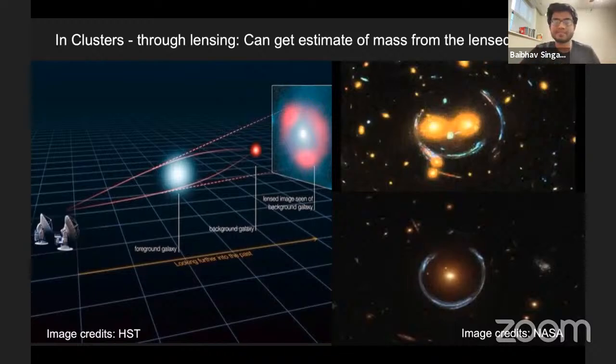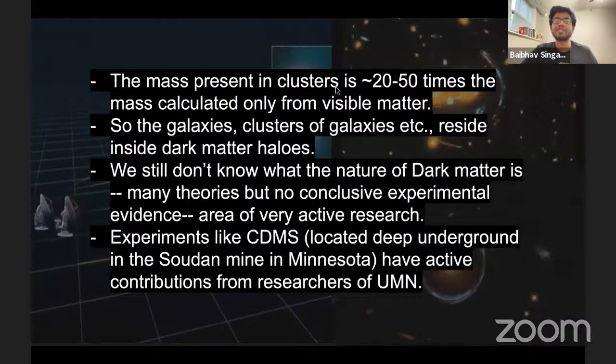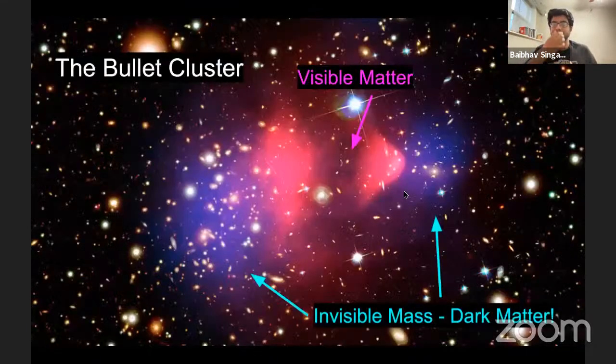What that means is that actually the mass present in clusters is around 20 to 50 times the mass calculated from visible matter. So then let's come to this. This is a really famous image of the Bullet Cluster. So this is another way of probing the presence of dark matter. What is happening here is that two subclusters are interacting.